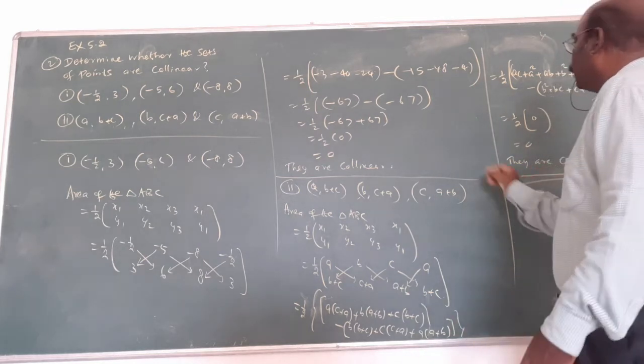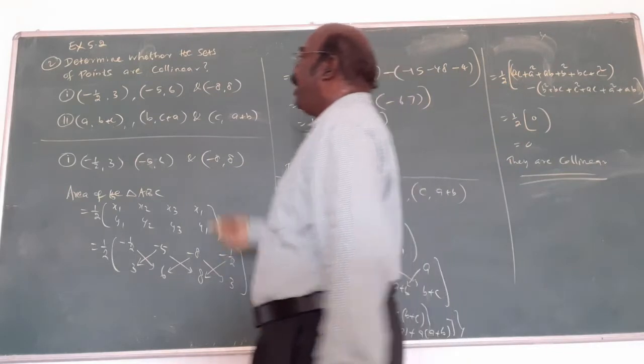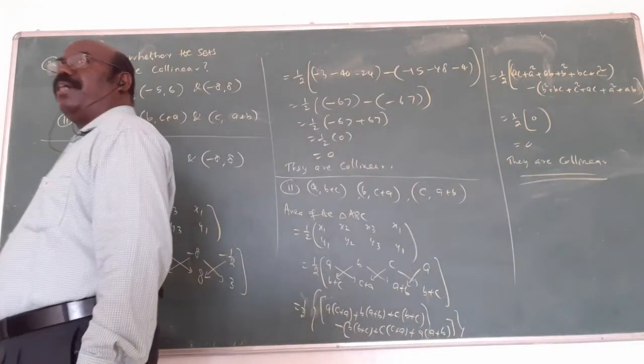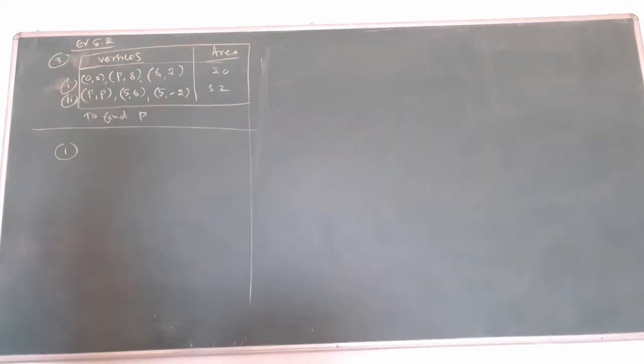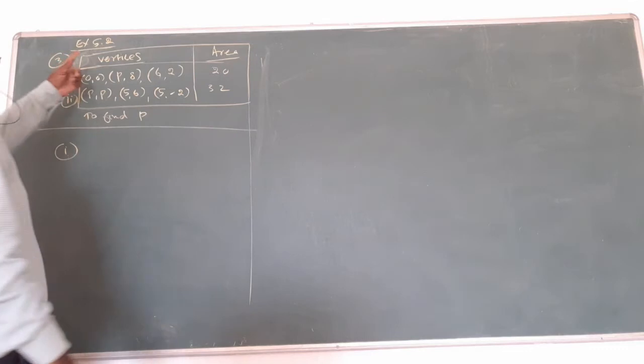That's all. What is our thing? Verify whether the following points are collinear or not. If 0 comes, they are collinear. If it is not 0, they are not collinear. That's all. This is 5.3.